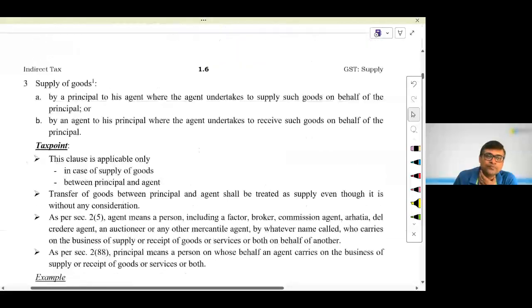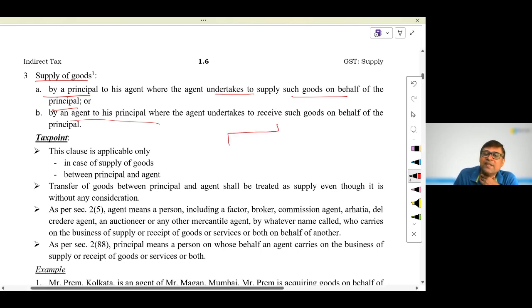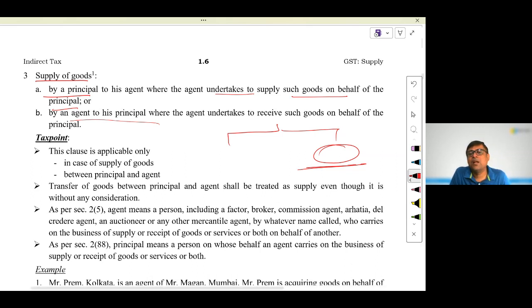Number three, supply of goods by a principal to his agent, where the agent undertakes to supply such goods on behalf of the principal, or by an agent to his principal. Can I say that principal to agent or vice versa? Ideally, there are two types of agent, Tacha Adat and Patra Adat. This type of situation is applicable in case of Patra Adat. That means if the principal supplies the goods to a Patra Adat agent, in that situation, it will be treated as supply, even though there is no consideration.